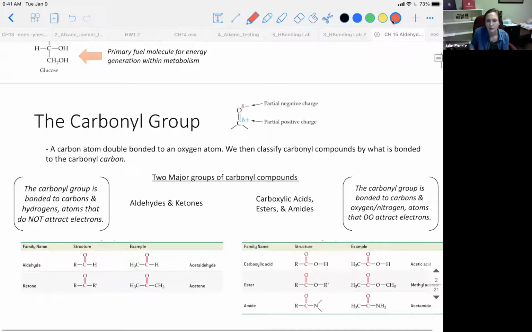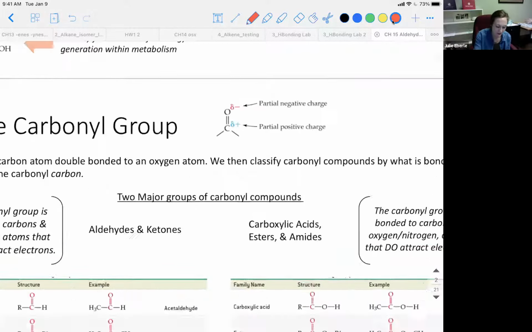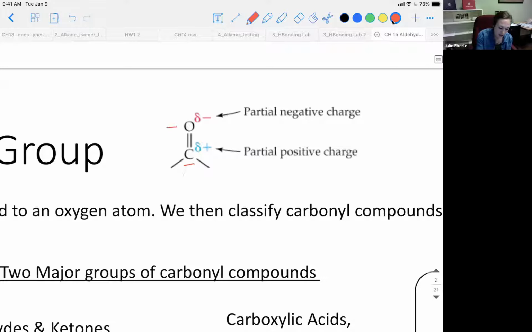So the carbonyl group. The base part of the aldehyde and ketone functional group is what we call the carbonyl group, and that is this right here. It's the carbon double bonded to an oxygen. And I want to point this out because of the separation of charge that happens, because this is a polar bond. Because it's a polar bond, we say that the oxygen is more electronegative than the carbon. So we put the partial negative on the oxygen and the partial positive on the carbon.